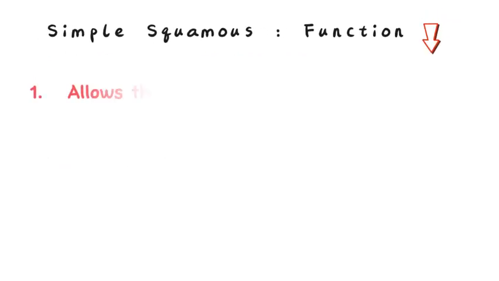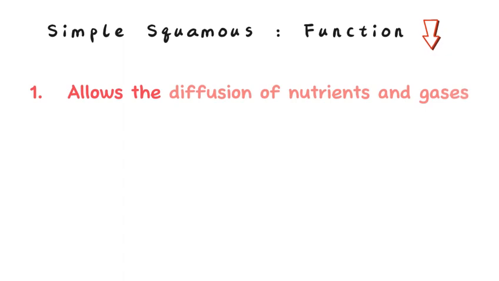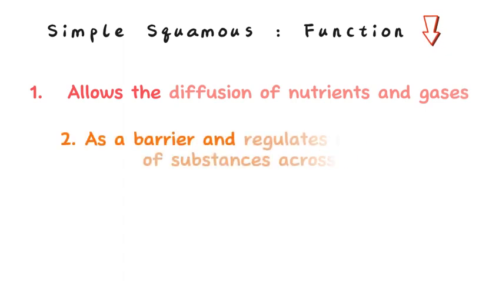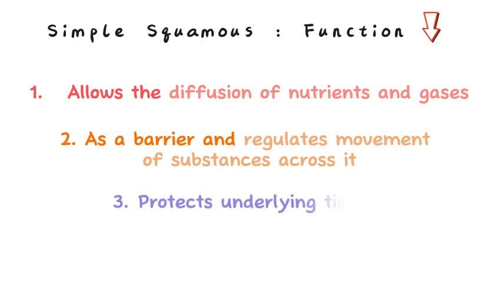The simple squamous allows the diffusion of nutrients and gases, acts as a barrier and regulates movement of substances across it, and protects underlying tissue.